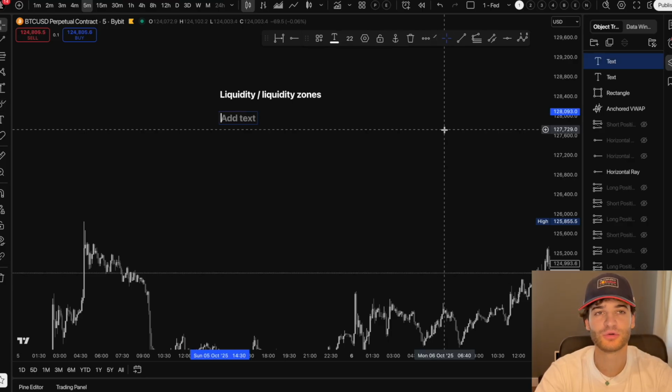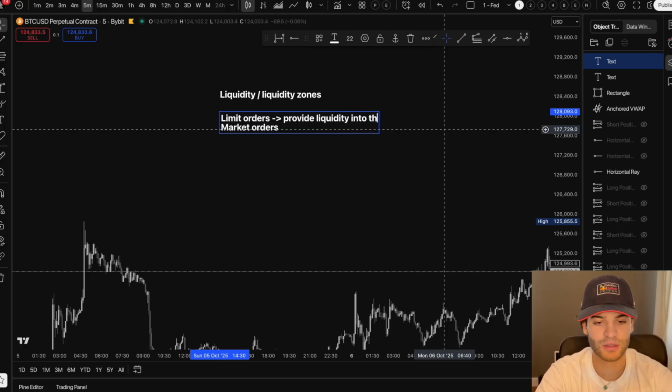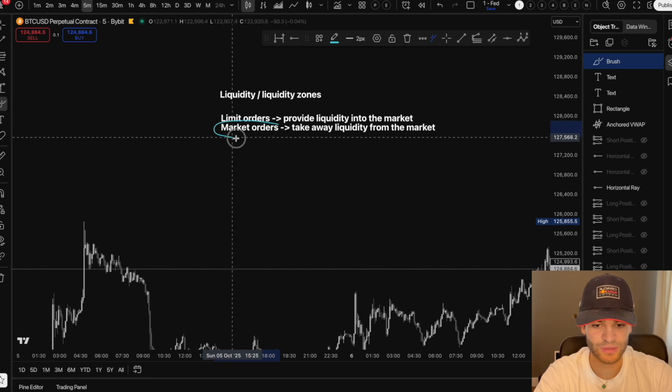You have two types of orders in the market. One is called limit orders, and two, I'm sure you've heard of them, market orders. So limit orders provide liquidity into the market. Market orders take away liquidity from the market. Let me make this a little bit more simple.